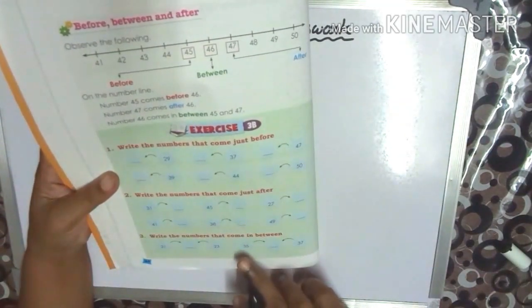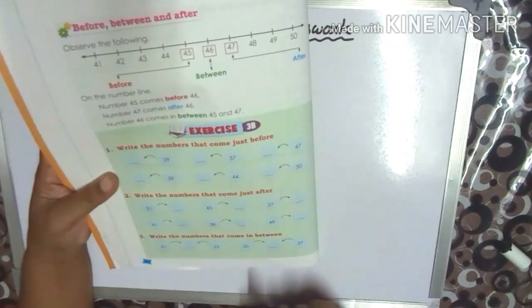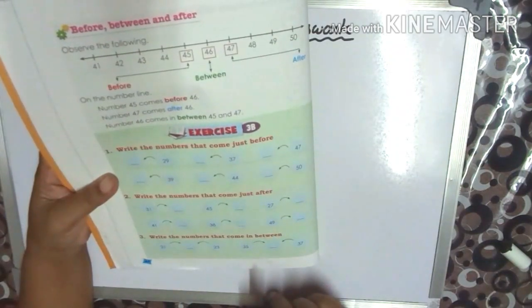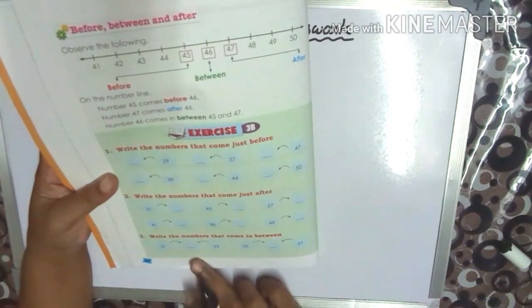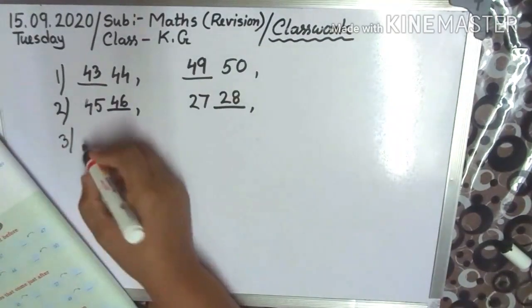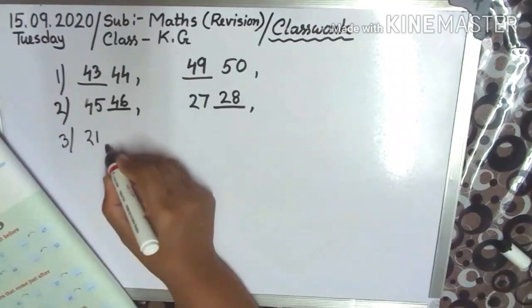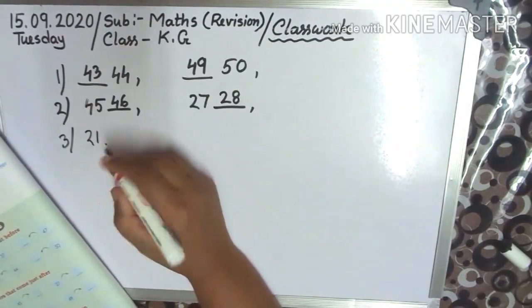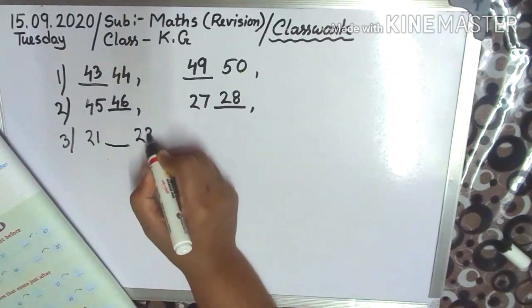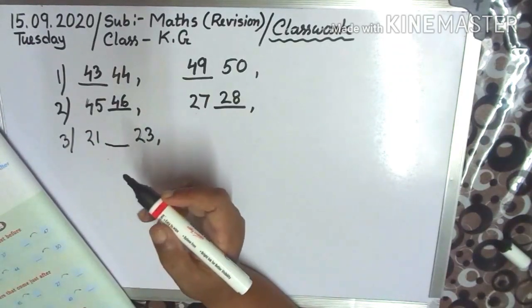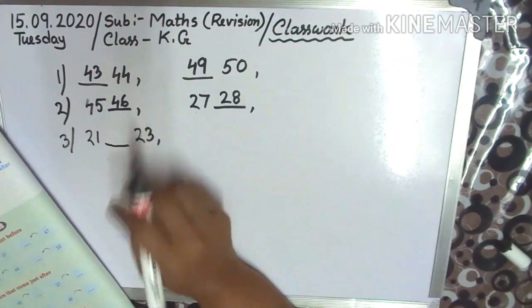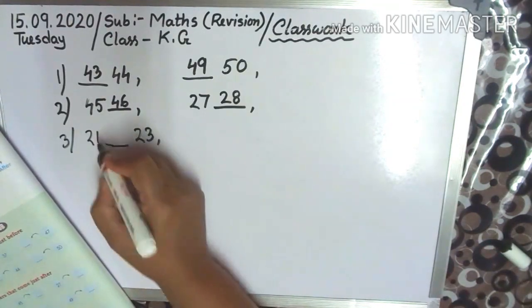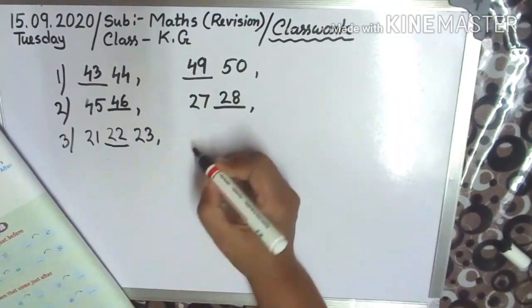Number 3, write the numbers that come in between. In between. So, between 21, 23, 22. So, write. Practice children. Okay, 21, 23. So, see. Between 21 23, 22.